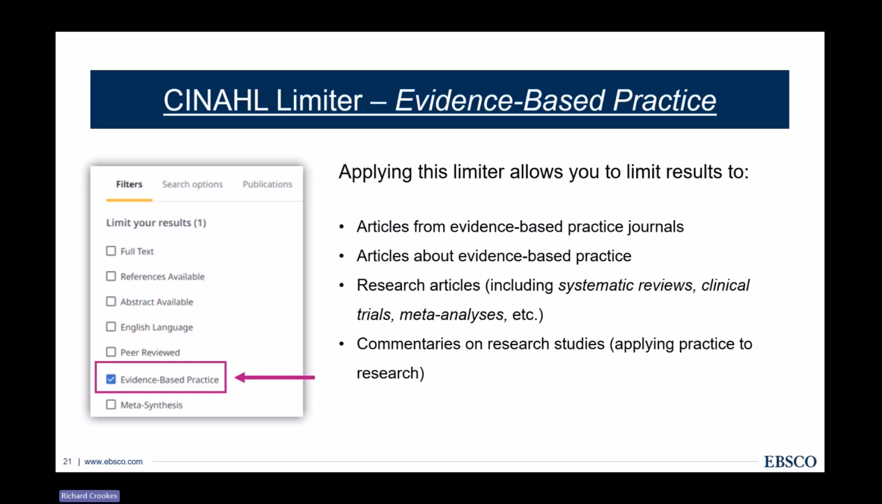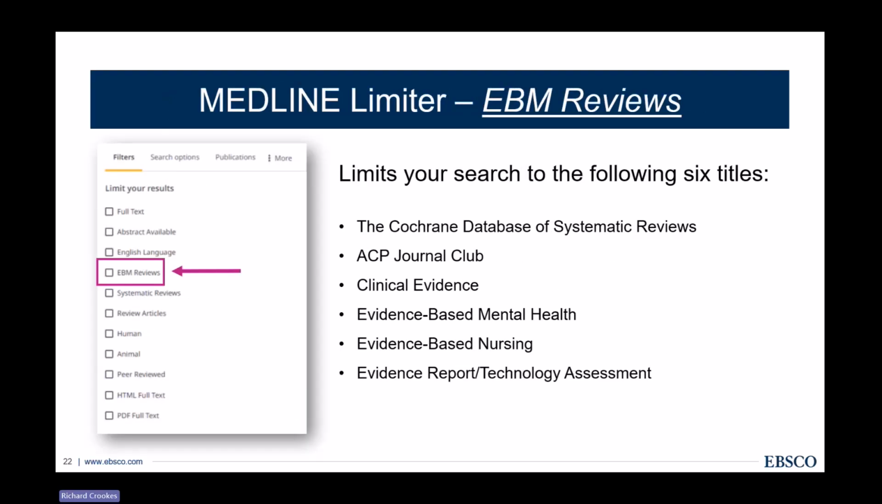which includes systematic reviews and commentaries on research studies. In MEDLINE, we have EBM reviews, evidence-based medicine reviews, and this will limit your search in a similar fashion from the filters menu on the advanced search page to the following 6 titles. So Cochrane database of systematic reviews, so you'll generate your results with Cochrane reviews if they're available, ACP Journal Club, clinical evidence, and so on. So they're really shortcuts to identify more high quality literature. Perhaps in your initially scoping the topic, you want to see what's been done before. For example, if other reviews have been done on this subject, then you can use those filters.